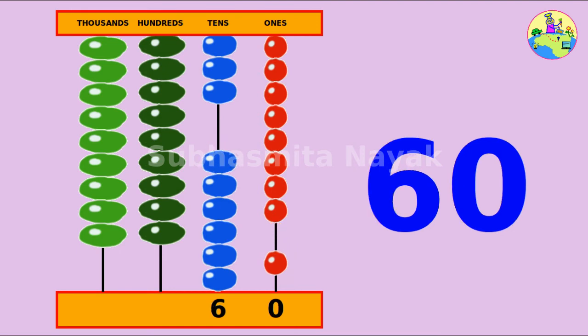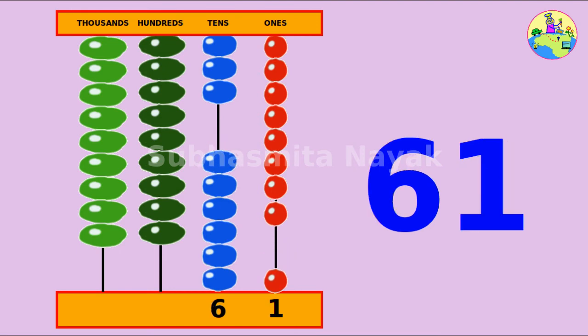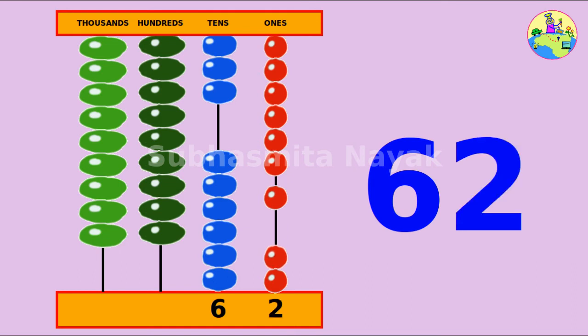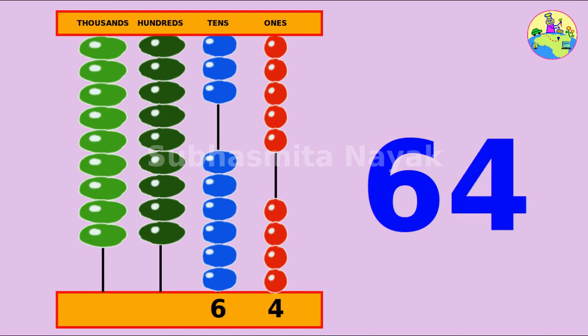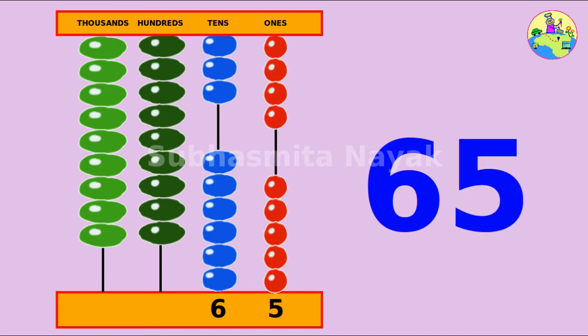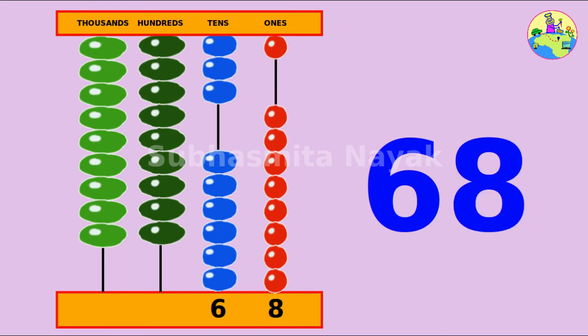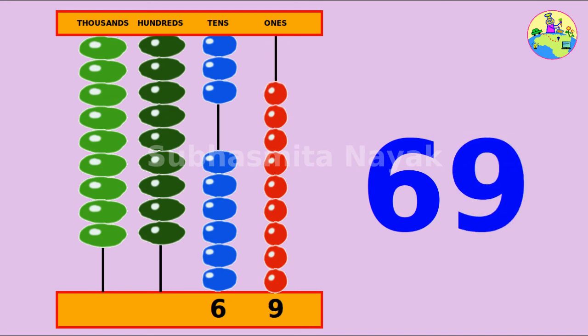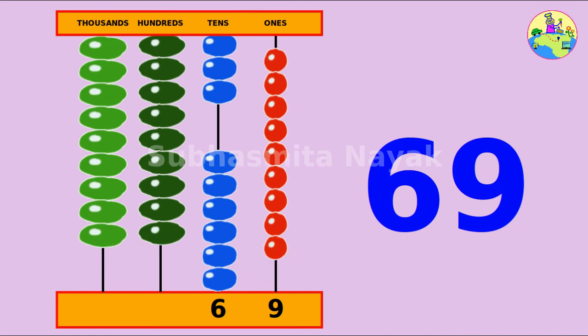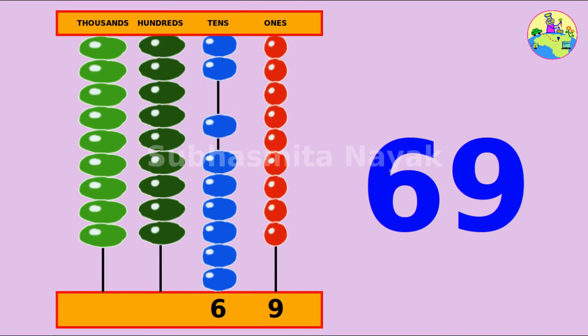This is 61, 62, 63, 64, 65, 66, 67, 68, 69. Now instead of 10 small beads, we will take one more big bead in tens place. So it is 70.